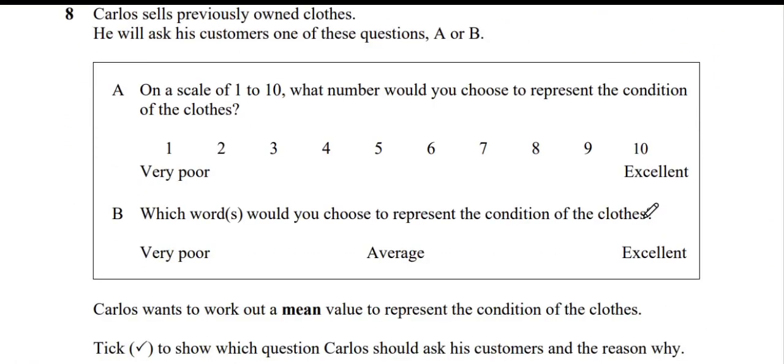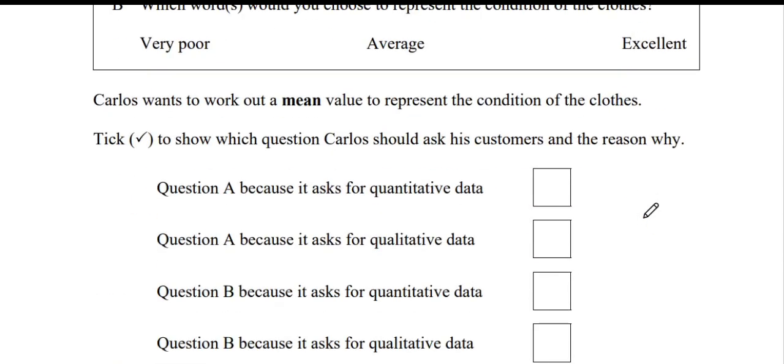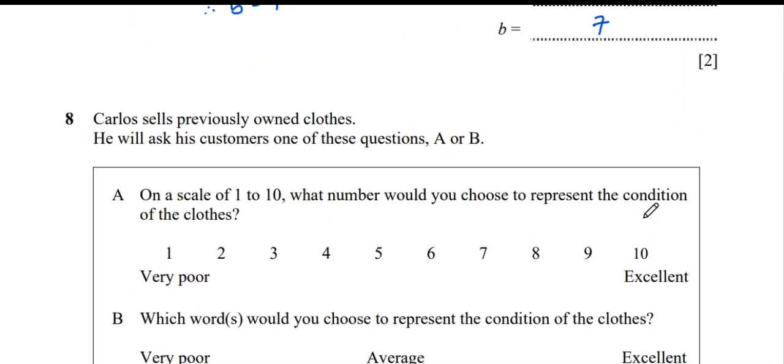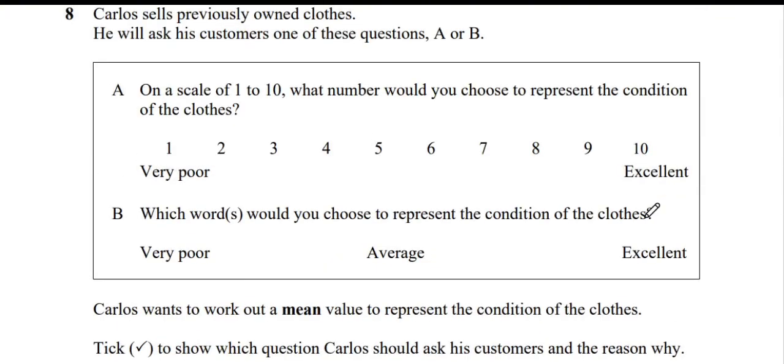Okay, so number 8. Let's read the question and know what we are taking on. Carlos sells previously owned clothes. He will ask his customers one of these questions, A or B. Question A: on a scale of 1 to 10, what number would you choose to represent the condition of the clothes? 1 is very poor, 10 is excellent. Then question B: which word or words would you choose to represent the condition of the clothes? Very poor, average, and excellent.